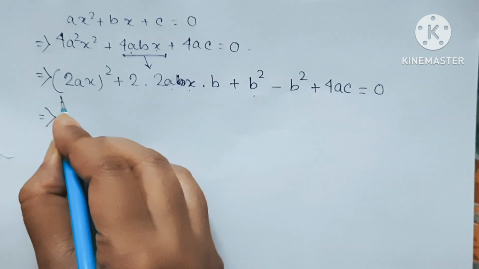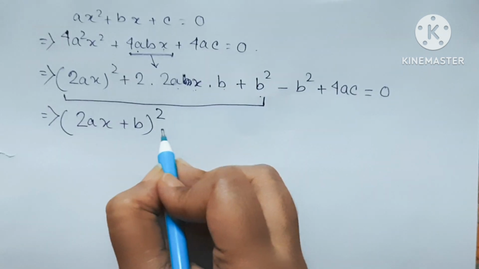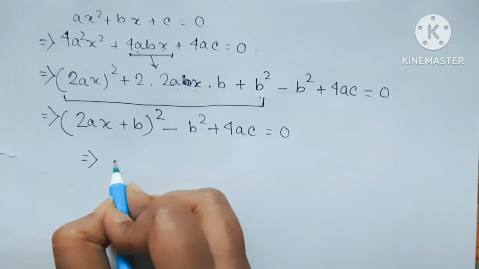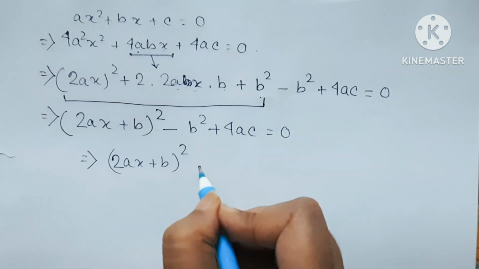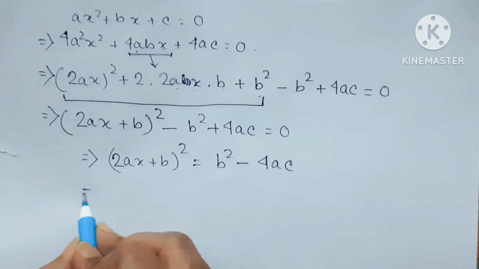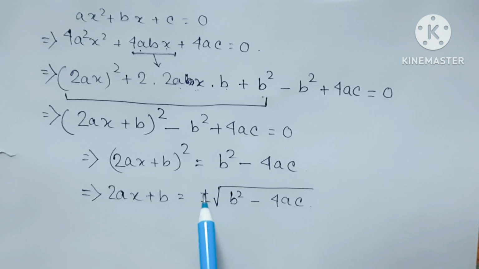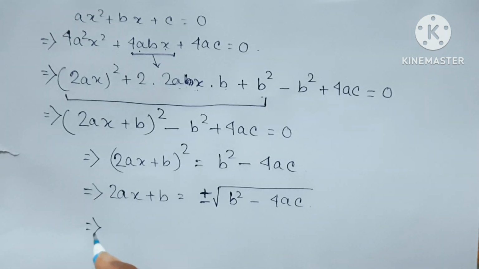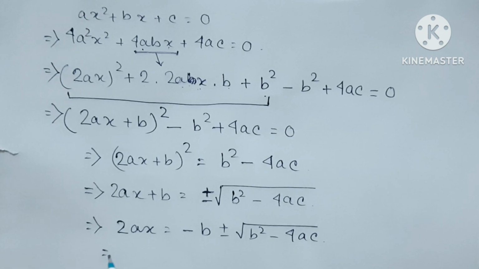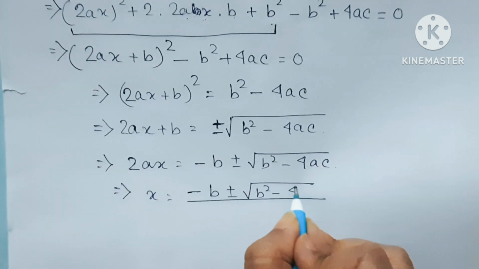Okay. Now see, we have got this one as a square term, 2ax plus b whole square, right, minus b square plus 4ac equal to 0. Now from here we can say 2ax plus b whole square is equal to b square minus 4ac, right. So you can say 2ax plus b equal to plus minus root over, we are taking the square root, which means we have to consider both plus and minus. Now from here what comes, 2ax equal to minus b plus minus root over b square minus 4ac, that means x equal to minus b plus minus root over b square minus 4ac by 2a.